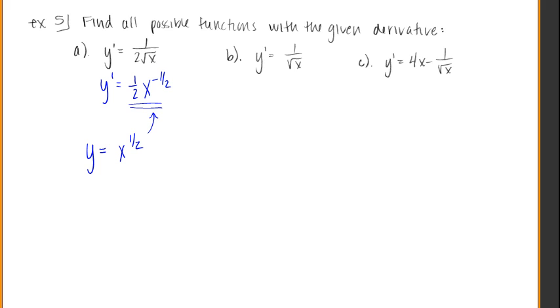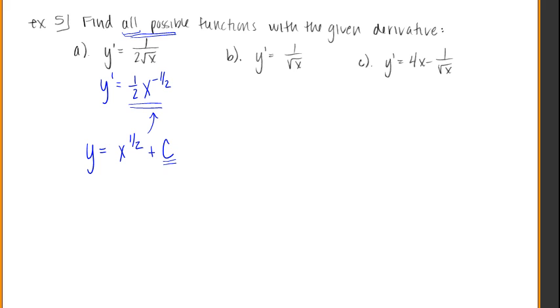The only difference here is we're going to add on a constant. We're going to say plus c, where c can be any number, like positive, negative, decimals, fractions, but it can't have a variable with it. Because remember, the derivative of any constant is always 0. We want to include that because the problem says find all possible functions.